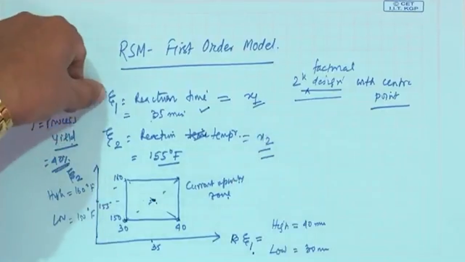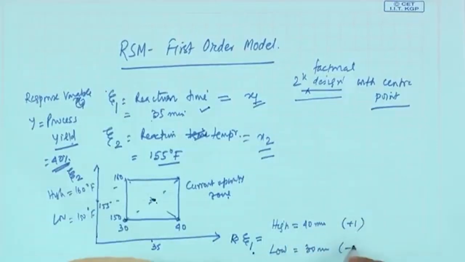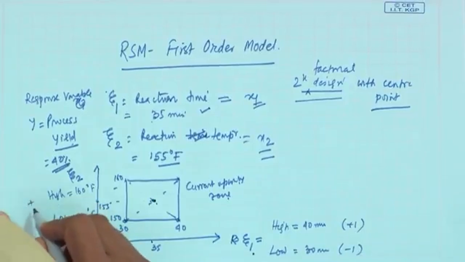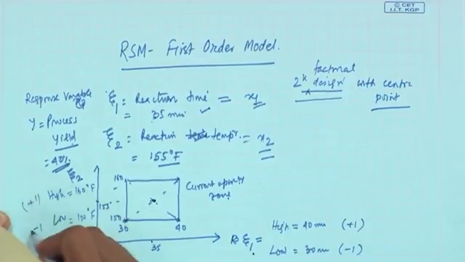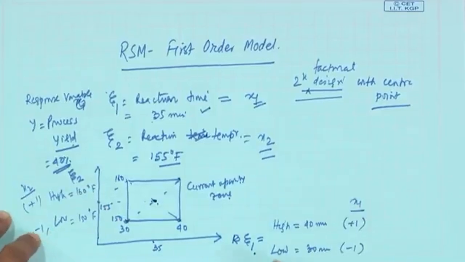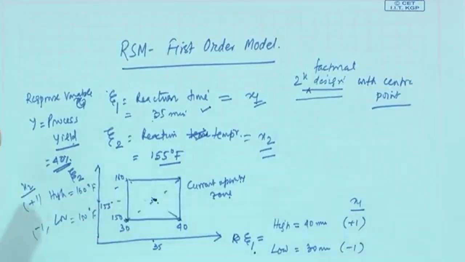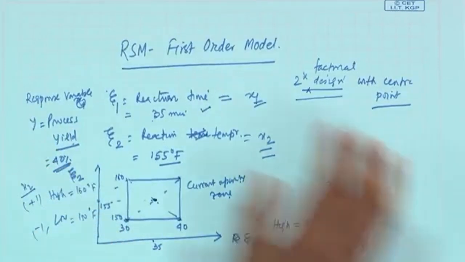So, from that, high will be plus 1, low will be minus 1. Similarly here, high will be plus 1, low will be minus 1. This is related to x 2 and this is related to x 1. We have discussed this issue, how to convert the original variable to coded and coded to original variable, so I am not going to discuss it further.